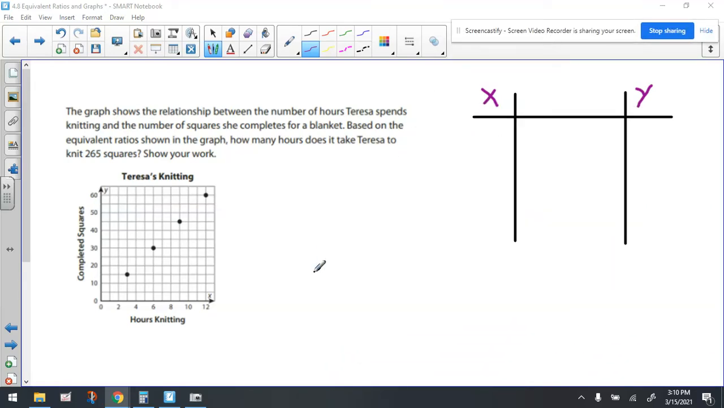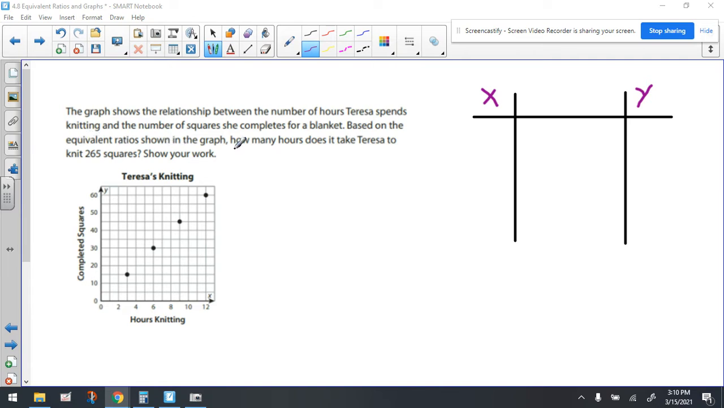We're going to take a look at this question. The graph shows the relationship between the number of hours Teresa spends knitting and the number of squares she completes for a blanket. Based on the equivalent ratio shown in the graph, how many hours does it take Teresa to knit 265 squares? Show your work.